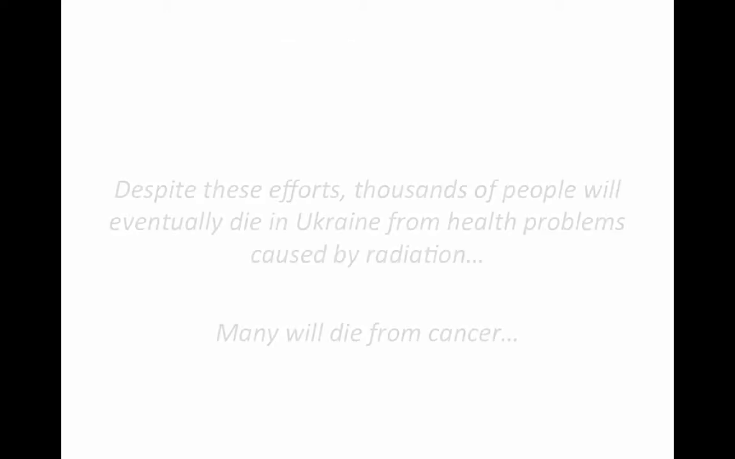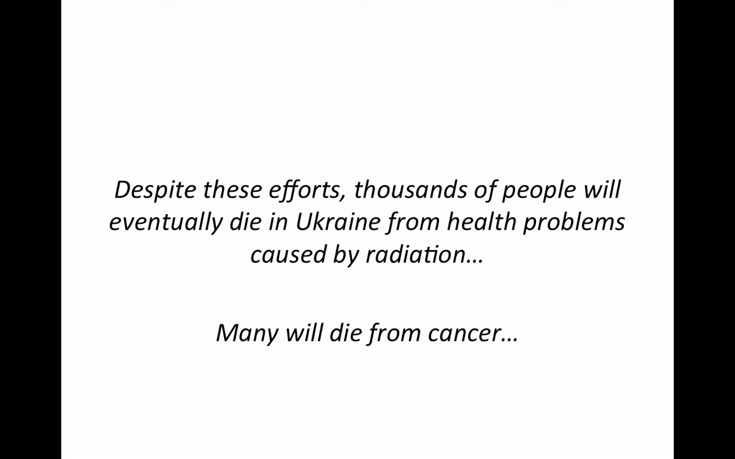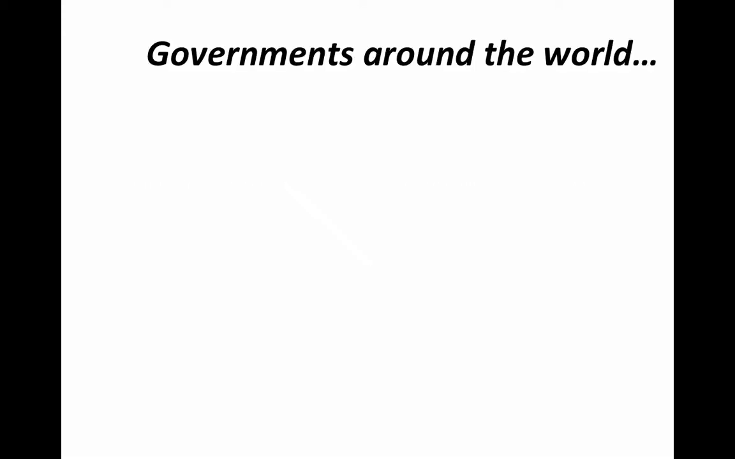But despite these efforts, thousands of people will eventually die from health problems caused by radiation. Many of these people are dying from cancer. So what did governments around the world do about this? Chernobyl was one of the worst nuclear accidents in history. After Chernobyl, people in the government promised that this would never happen again.